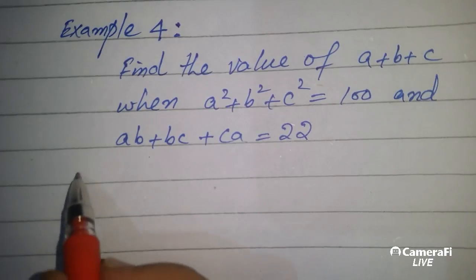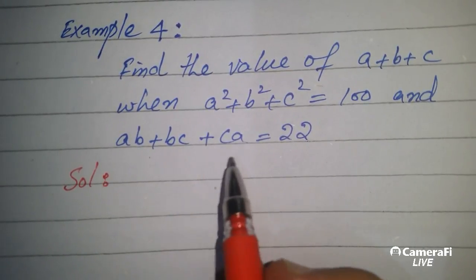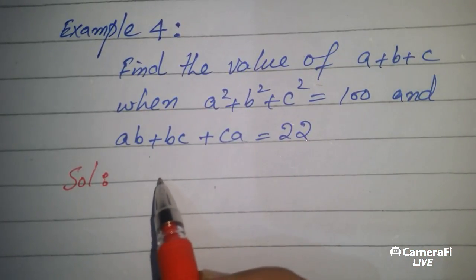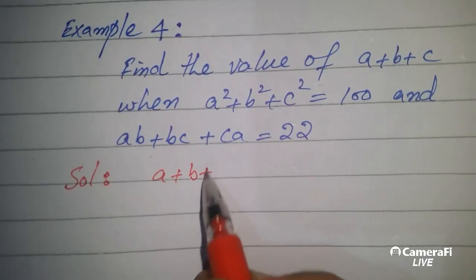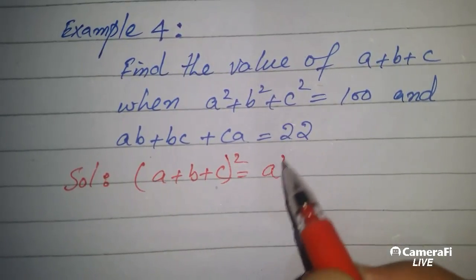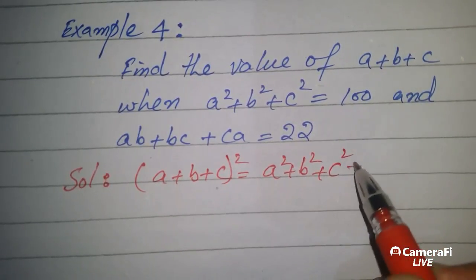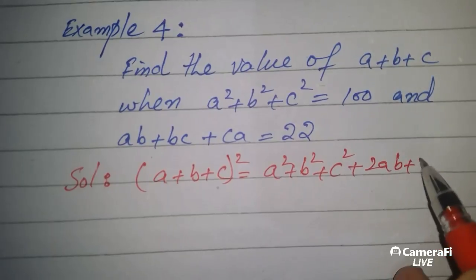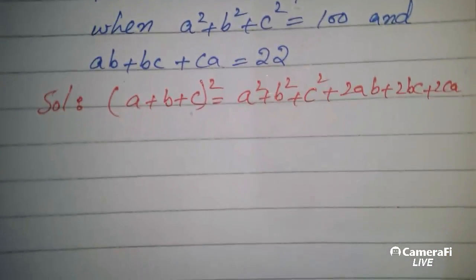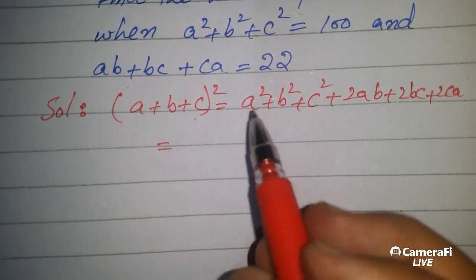Let's try another example. Here again we want to find the value of a plus b plus c. As we know, (a plus b plus c) whole square equals a square plus b square plus c square plus 2ab plus 2bc plus 2ca. So here we can just apply the values.